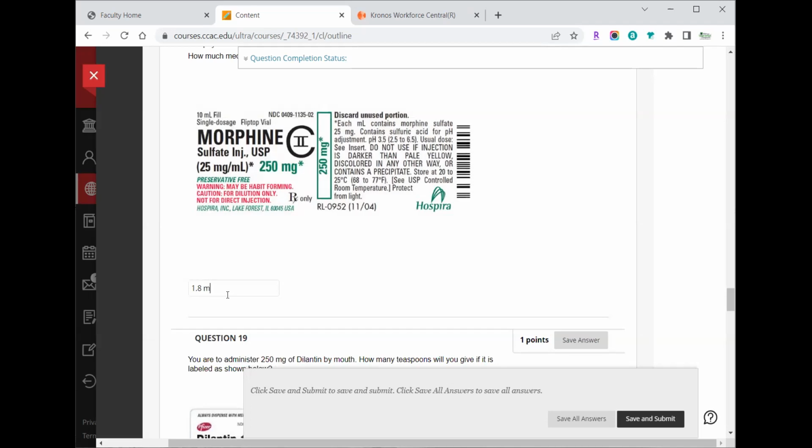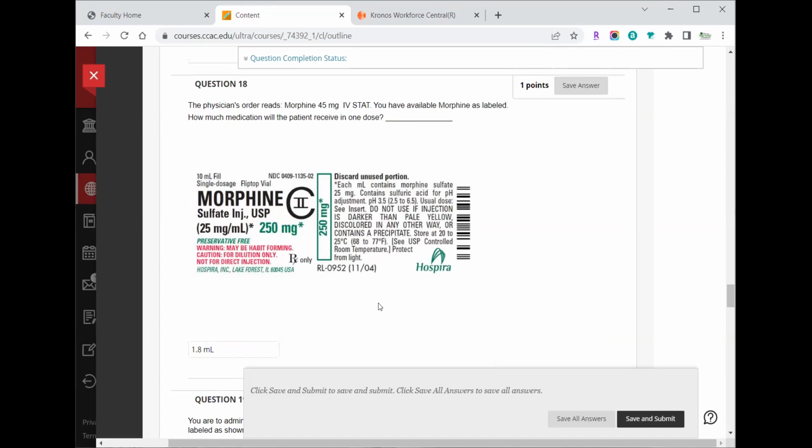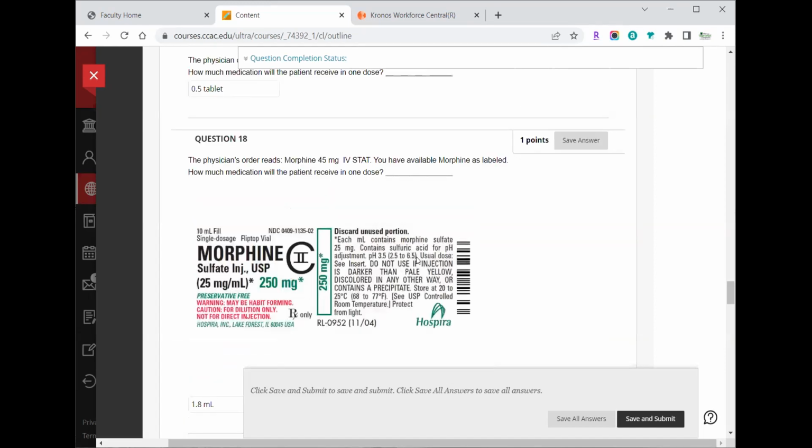Now, the reason we don't use the 250 is because this is technically, I believe, possibly a suspension type question, but it also tells you each milliliter contains 25 milligrams.